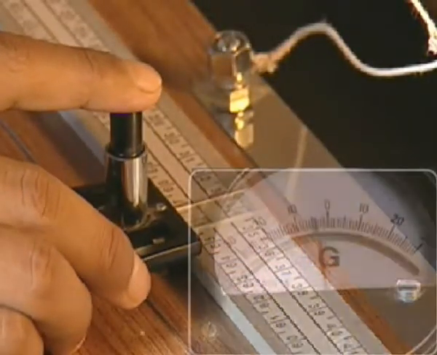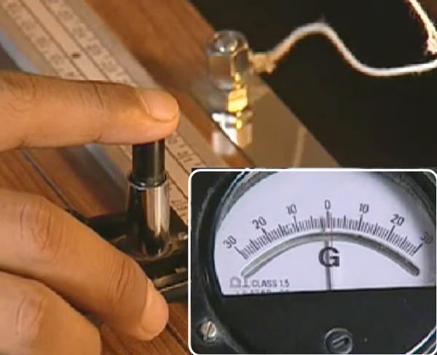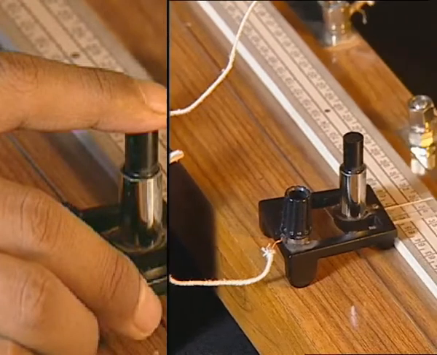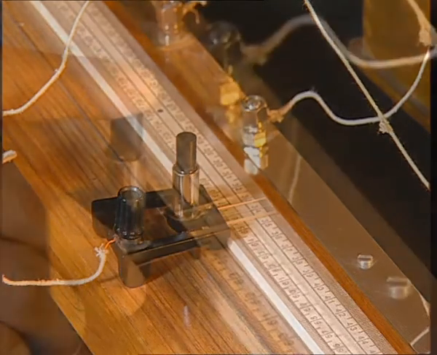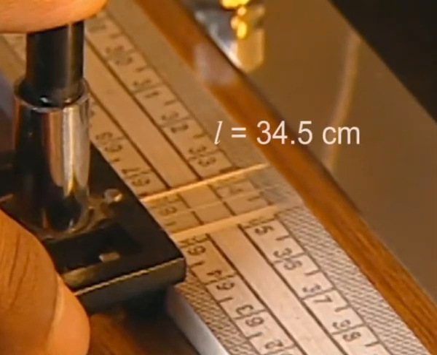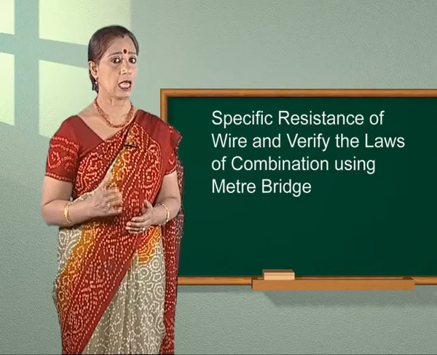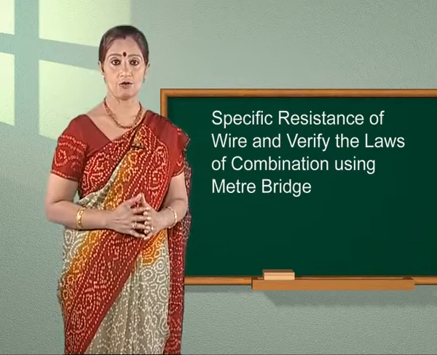To find out the resistance of the given wire, slide the jockey gently along the wire from left to right till galvanometer gives no deflection. The point where jockey is touching the wire is the null point. Note down the position of the null point to know the balancing length L. From the position of the null point, write down the values for L and 100 minus L in the observation table. In the same way, we can find out another set of null points for different values of R.